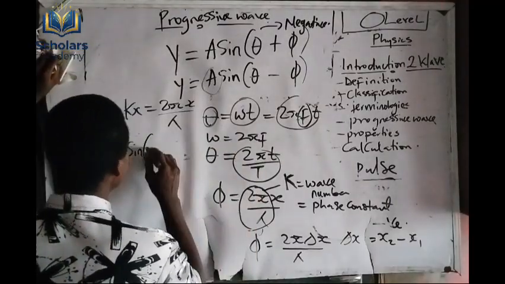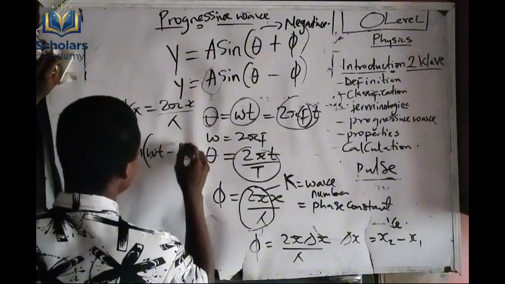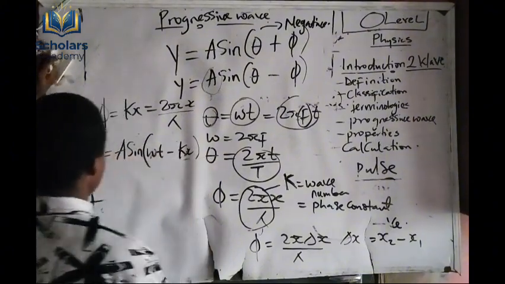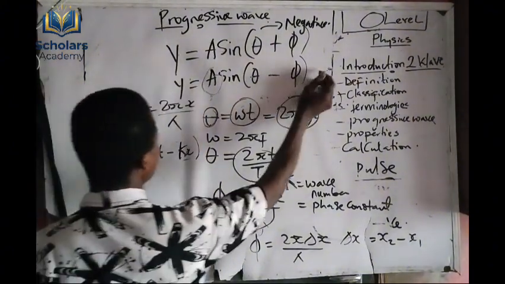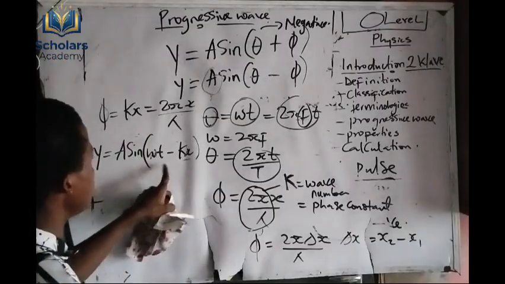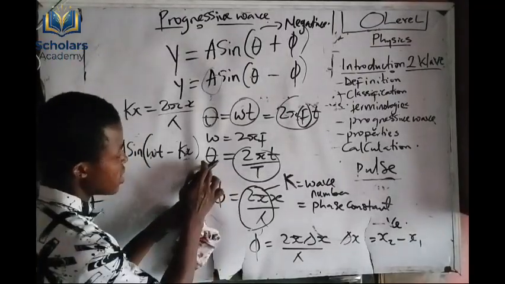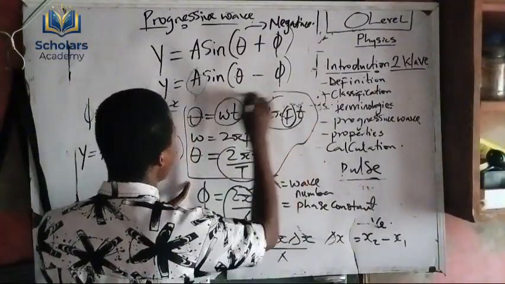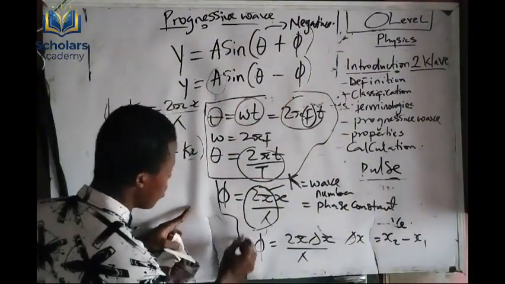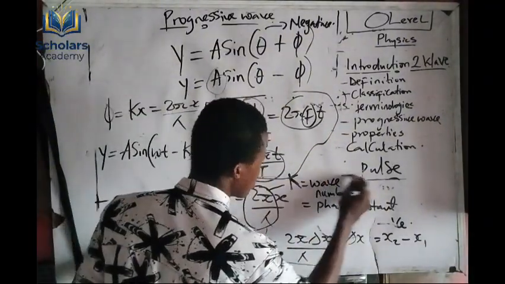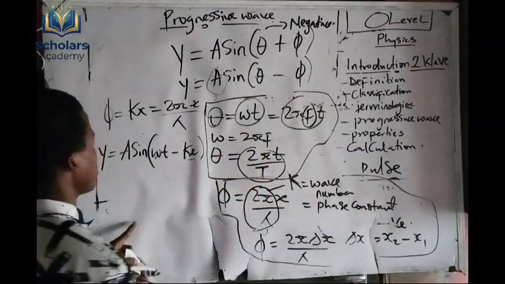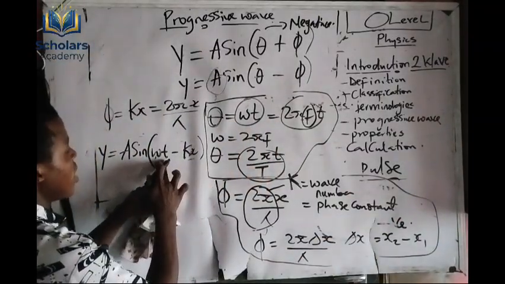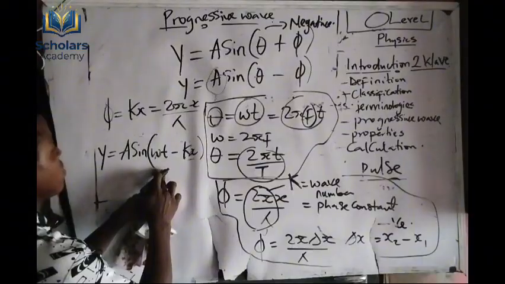What was that? Wt, phi, minus what? ks. So this is the general equation. So we can have this. Wt represents the angular displacement. Are you with me? The wt represents that angular displacement. And this is for what? The phase angle, right? So this is the phase angle, this is the angular displacement.